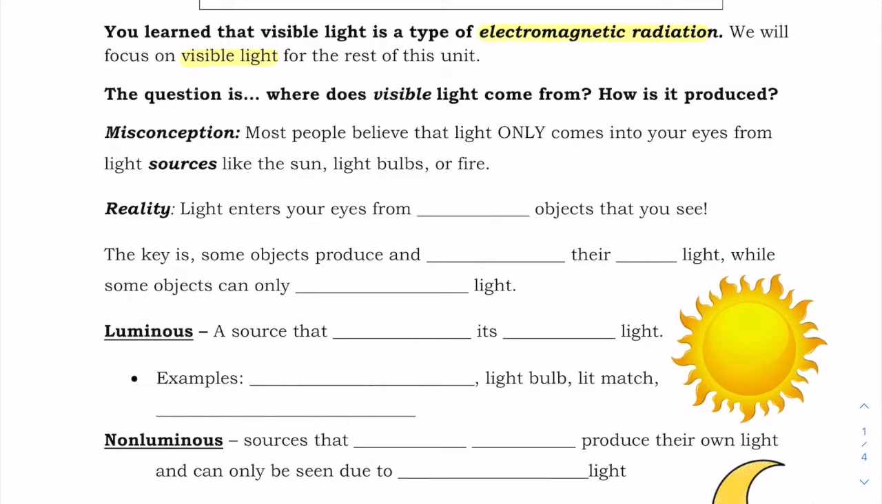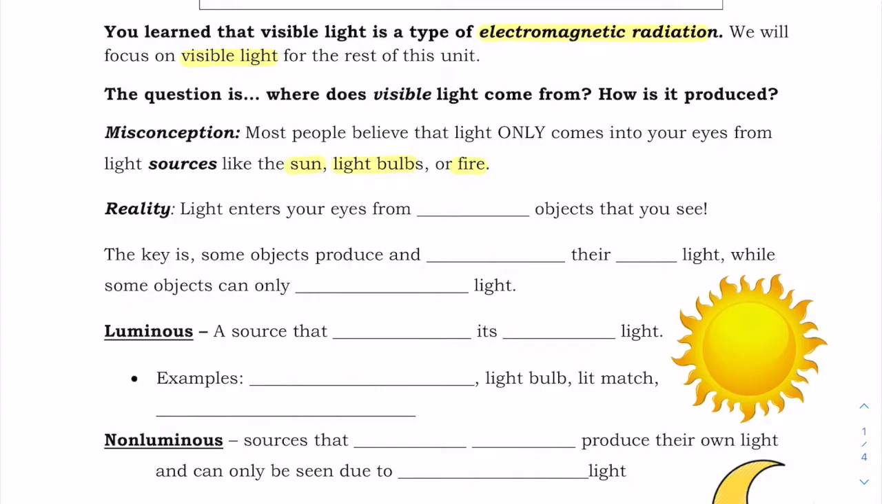A common misconception is for people to believe that light only comes into your eyes from a source. Probably the most important source of light, which is responsible for all life on the earth, would be the sun. In your house, a source of light would be a light bulb. If you've ever gone camping, a source of light would be a fire. Even your cell phone is a source of light, your computer monitor, all of these give off their own light. But that doesn't tell the whole story.